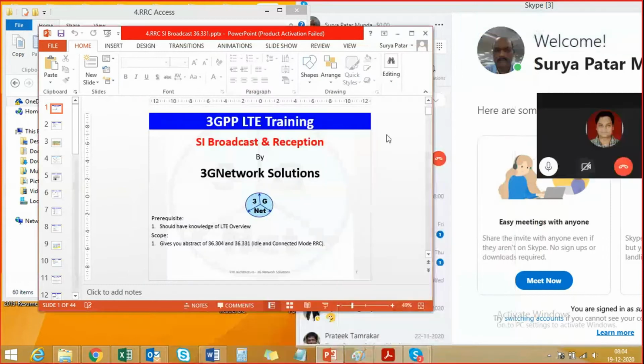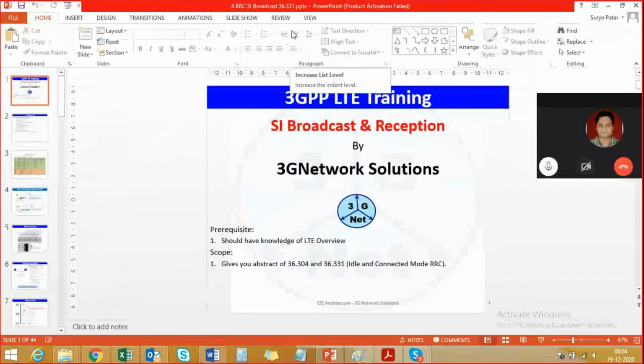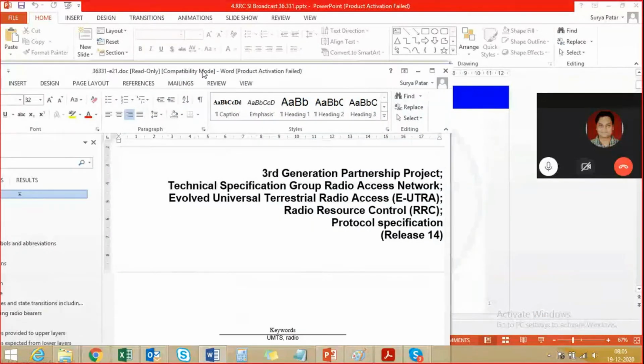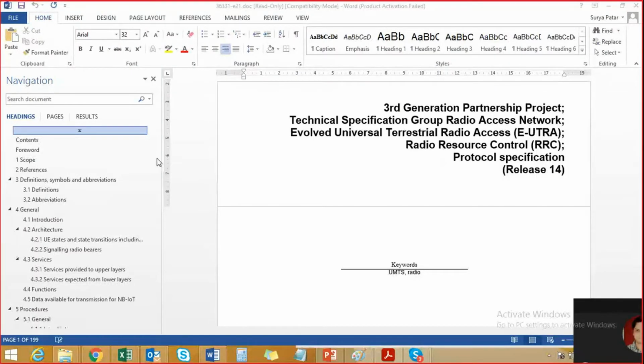Okay, guys. So today we will start. Let me show you what I intend. So look at this spec. This is your 33.36.331. This is RRC. Usually you will have most of your solution in this document.